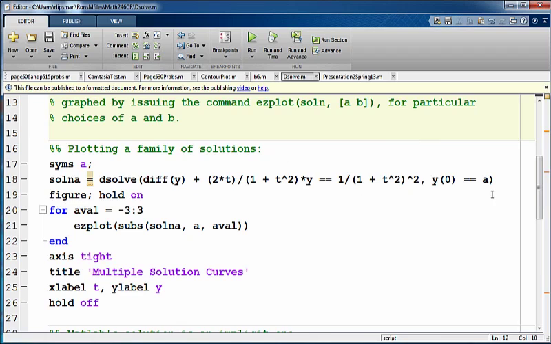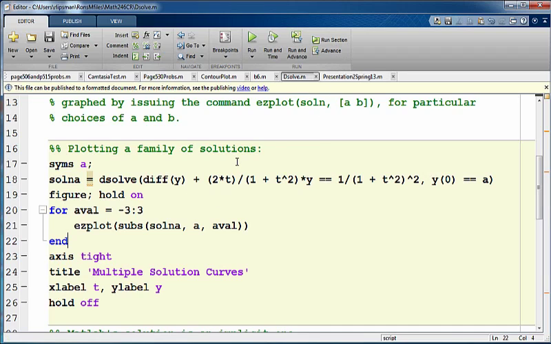It's a solution of the differential equation with y of 0 equal to A. And then I drew the solution curves as A varied from -3 to 3 with step size 1. So there's a little for loop that sets that up. I titled the resulting graph and labeled the axes.